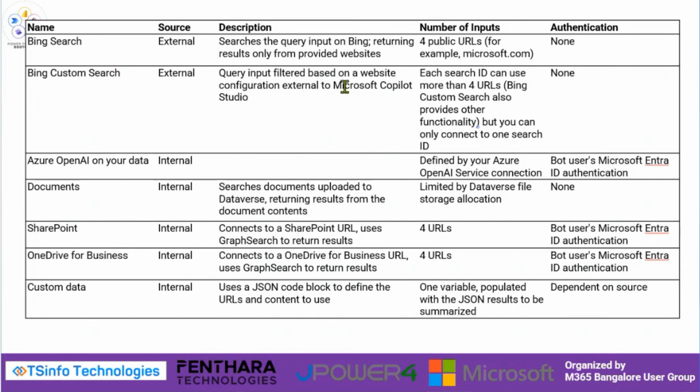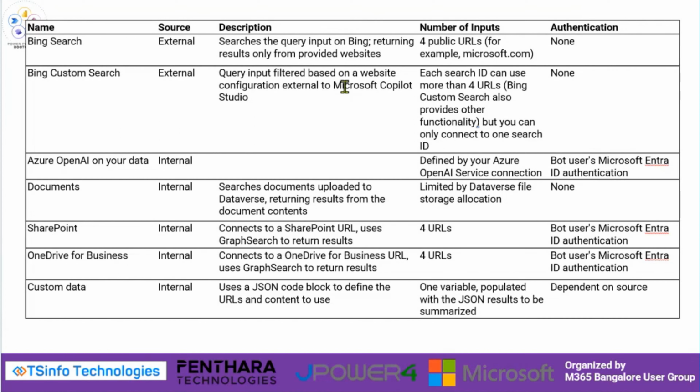It means you would be only able to give 4 public URLs. Okay, it cannot be more than that. For now, that is the limitation. Authentication mode, none. We will talk about authentication mode and why it is important to understand that it needs to be done when you are creating a bot based on the data source which you have in your SharePoint or OneDrive. It is very much important to understand that authentication should be there.